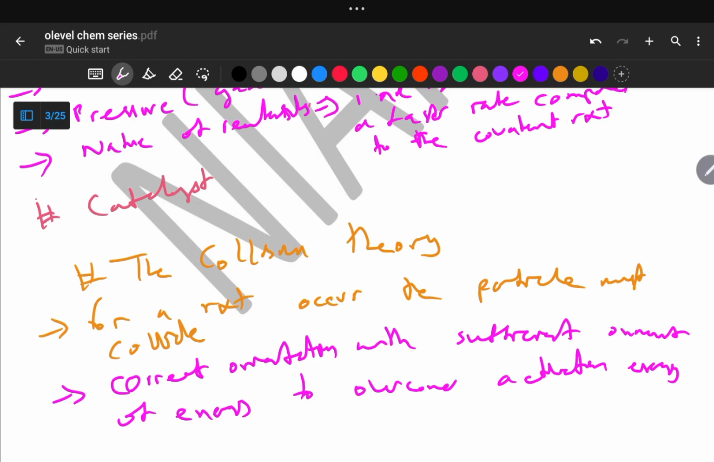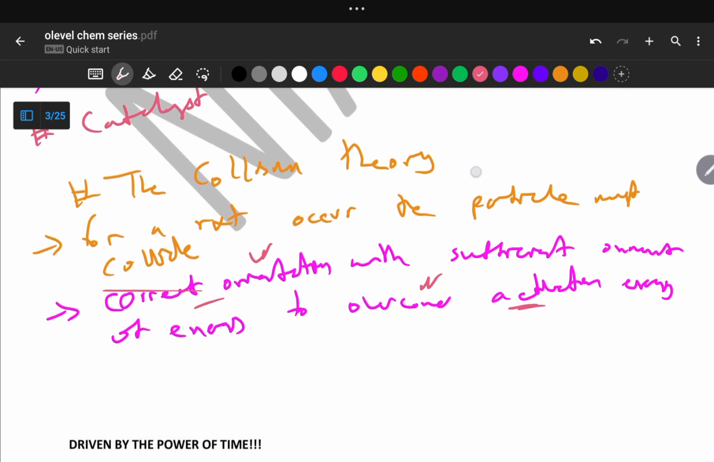So the particles, they must collide with these properties: correct orientation and the minimum amount of energy to overcome activation energy, right? So if you are having particles colliding with energy less than the activation energy, or colliding in the wrong orientation, we are not going to have a chemical reaction. So we can predict the feasibility of a reaction using the reaction kinetics or using the chemical energetics. Are we together?